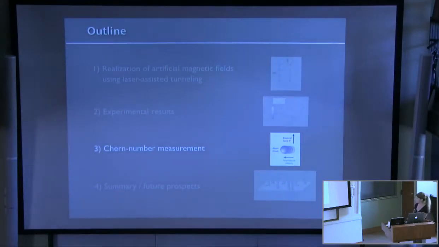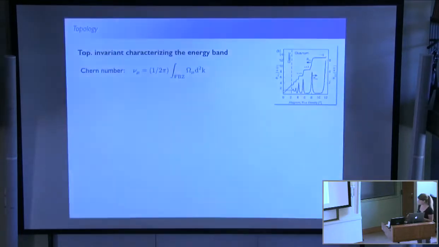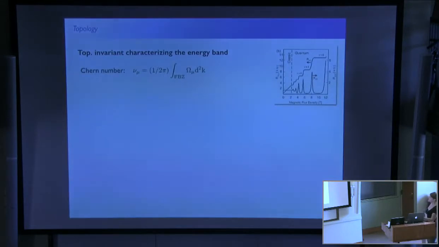Okay, so this is so far about the experimental results that we have obtained in order to be sure that the artificial magnetic field that we have prepared is actually there. But what we are interested in is to study the topological properties of this system. So we wanted to measure the Chern number of the energy bands that we have engineered. And so how do we do that?